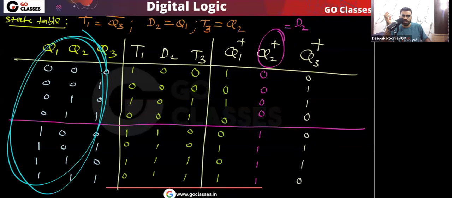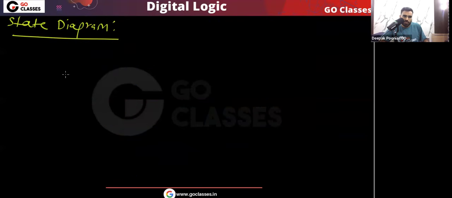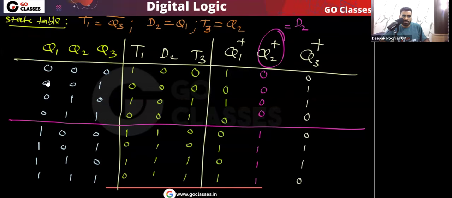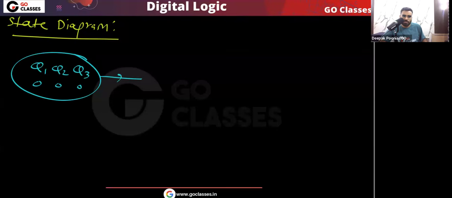These are the possible present states. You are writing them. Then you can find these columns very quickly. And now you can make the state diagram: if this is the present state, the next state will be 1, 0, 0. So you can see if the present state is 0, 0, 0, I can assume that this is state 0. You can see Q1, Q2, Q3. If the present state is 0, 0, 0, then what will be the next state? That will be 1, 0, 0.